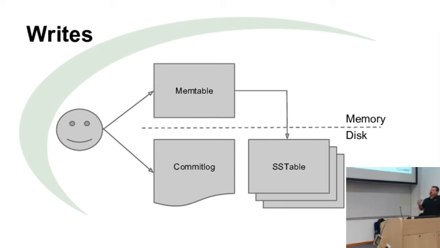So the way that works is, when a client makes a write to a single node, it's written in two places. It's written to an in-memory structure called a mem table, where it's kept sorted, and it's written to a commit log, which is an append-only file that's usually kept on a separate disk. That commit log is append-only, so the disk access is sequential. So we're not using any of that random I/O. It's just continuous writes, continuous appends.